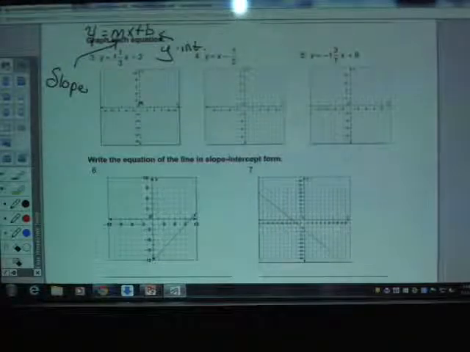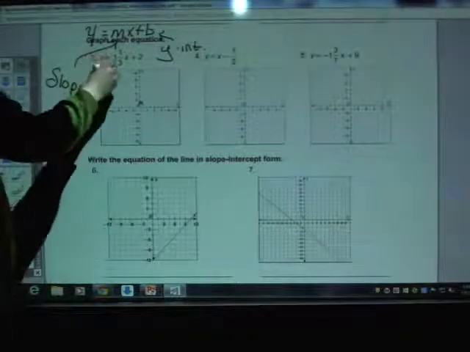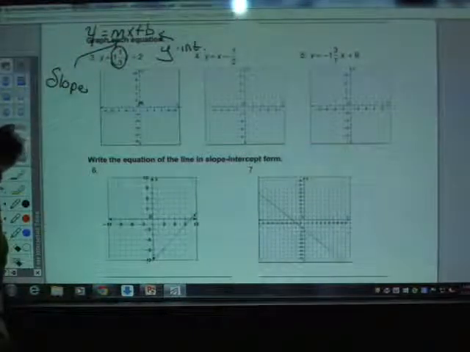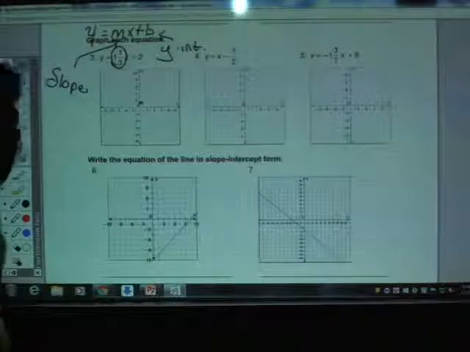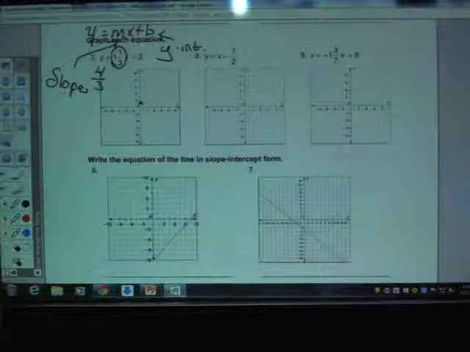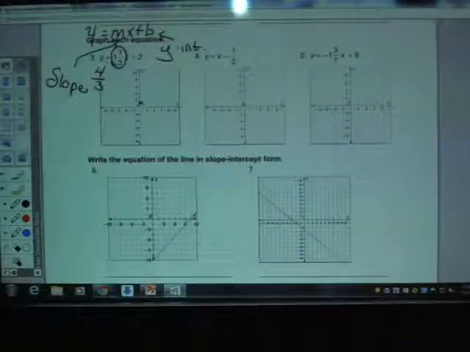Okay, slope here is 1 1/3. You want to write slope as its own fraction, not a mixed number. You want to write that as an improper fraction. You know how to do that. 4/3.